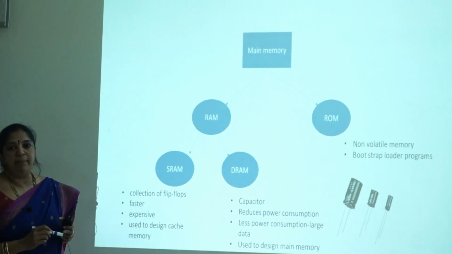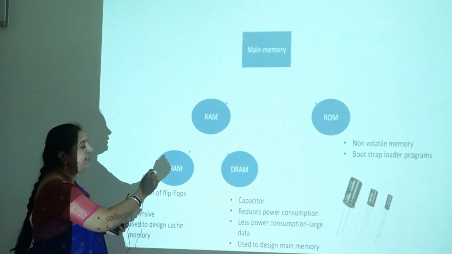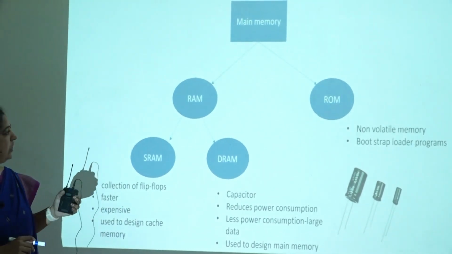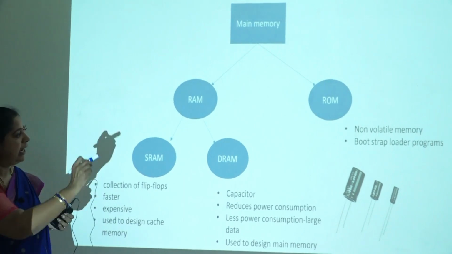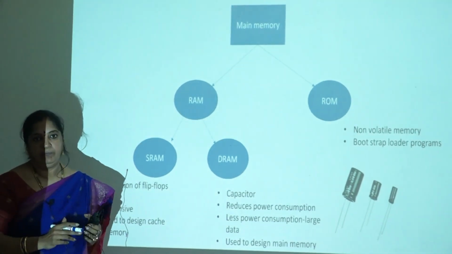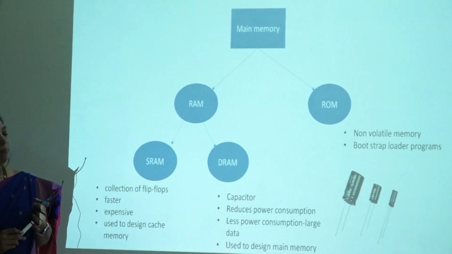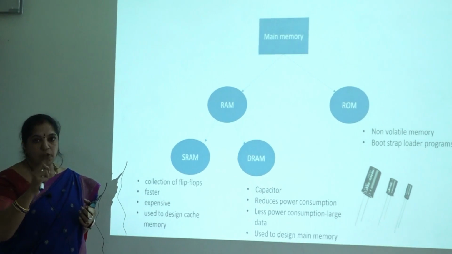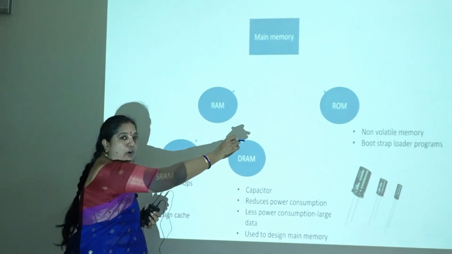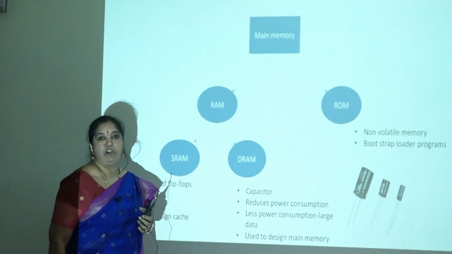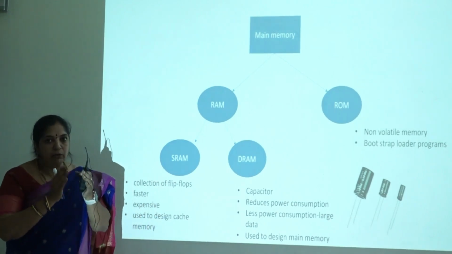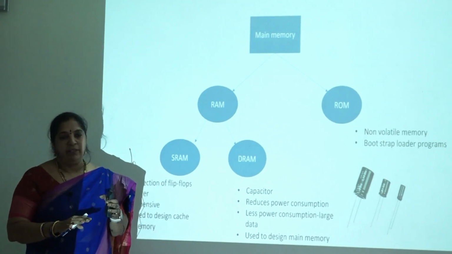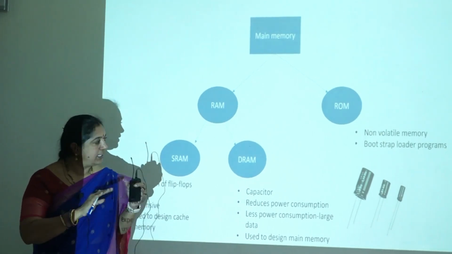Here, main memory is mainly divided into two parts, RAM and ROM. RAM is random access memory, which is also known as read and write memory, and ROM is read only memory. Now, as we are saying, main memory is volatile, but still some portion of main memory is ROM, read only memory, which is non-volatile. That means in ROM, whatever we store is permanent and will not be deleted. Then what is the purpose of that?